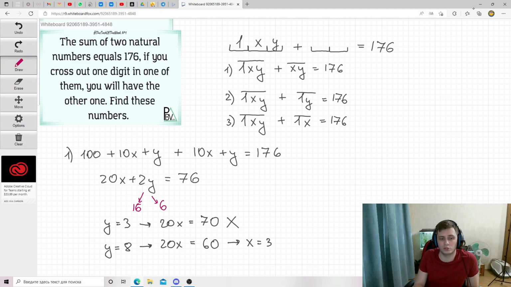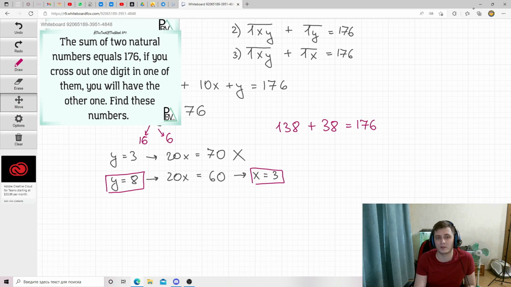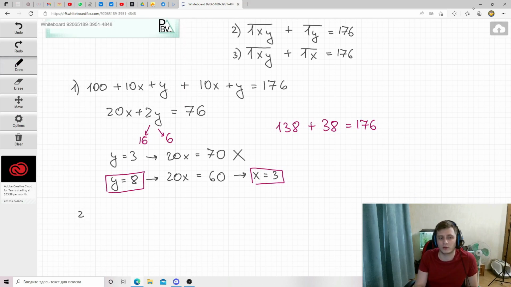This means that we received the correct combination of x and y, and we already have the first answer. Two numbers whose sum is 176, and one of them can be received by crossing out a digit of the other one, are 138 and 38. 138 plus 38 equals 176, and we receive 38 by crossing out the first digit in 138. Let's examine the second option.